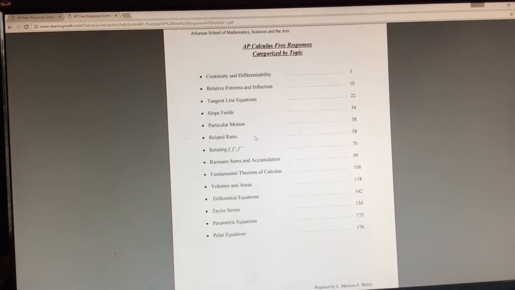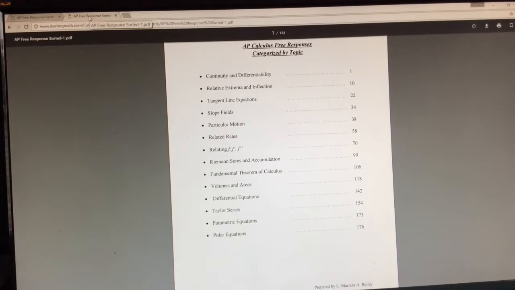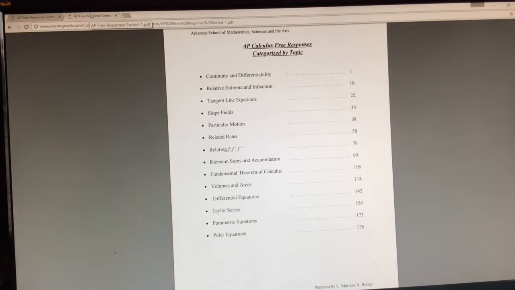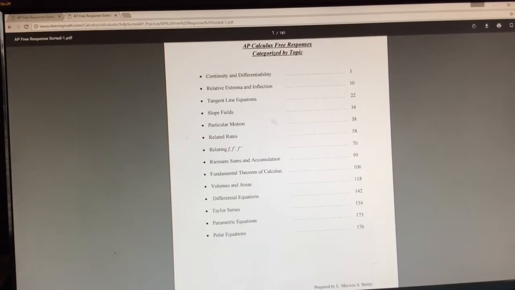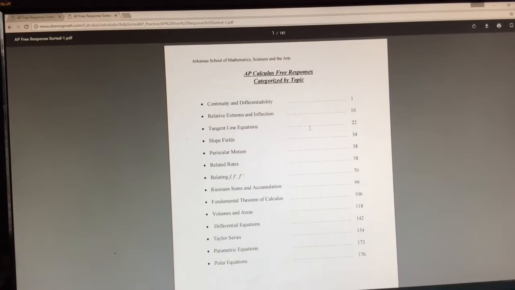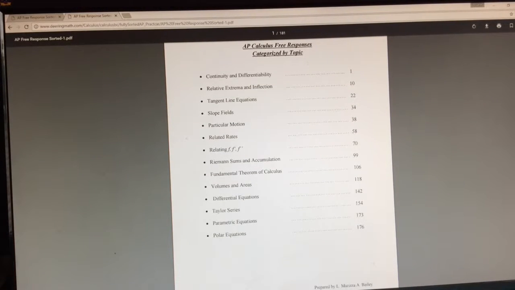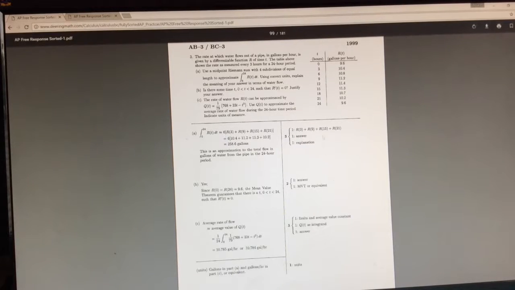So if you need any more help, I just looked up AP FRQs sorted, and I came to this website from the Arkansas School of Mathematics, and they have a bunch of the AP Calc FRQs that are sorted. When I looked through these to find the ones most similar to the question that we just did, the category that had the most like ours was Riemann sums and accumulation. So if you go to that page, they have a bunch of problems.